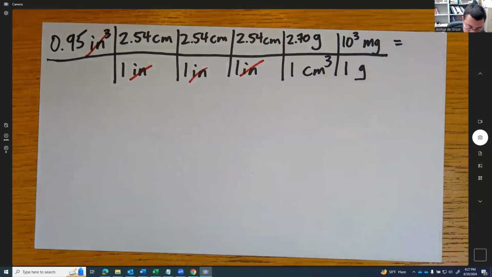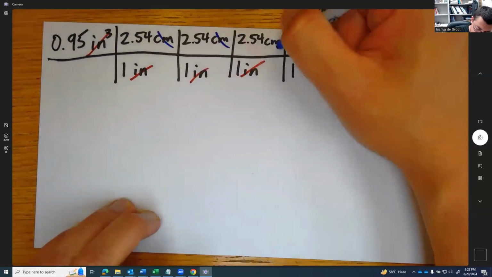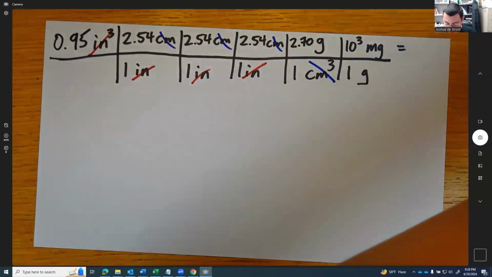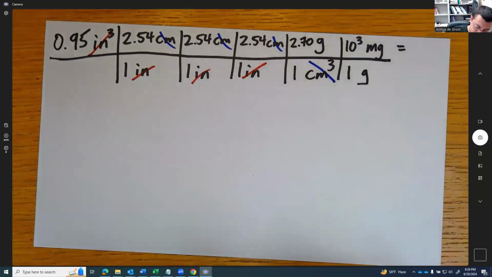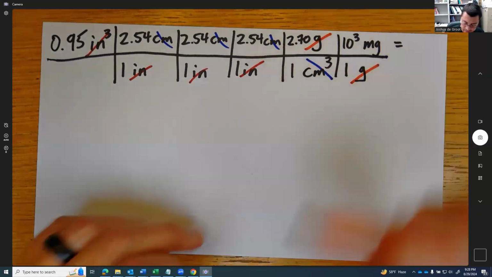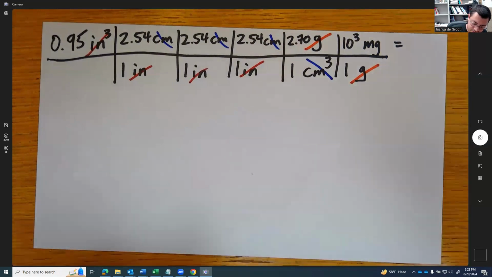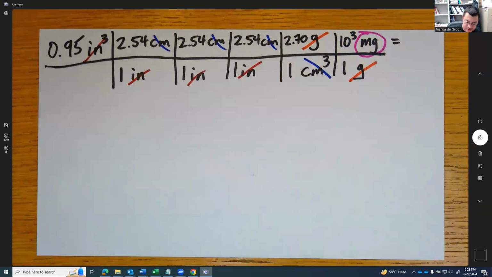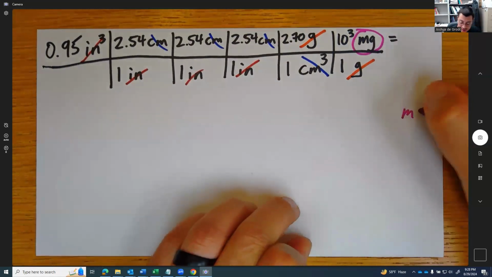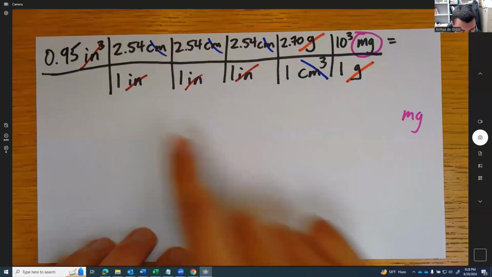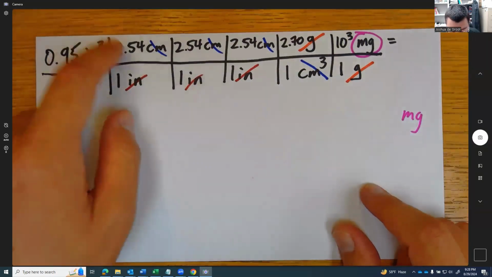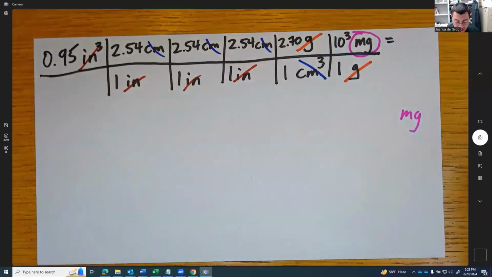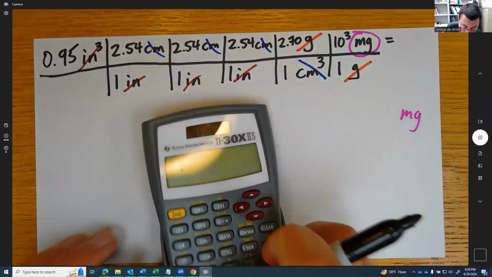All right, so cubic inches. And then cubic centimeters. Grams. Starting to run out of colors. Orange. And we'll use the violet purple for the units that survive. Milligrams. All right, I really can't believe it's just a bunch of 1s. But yeah, that's right. Okay, so let's type this into the calculator.